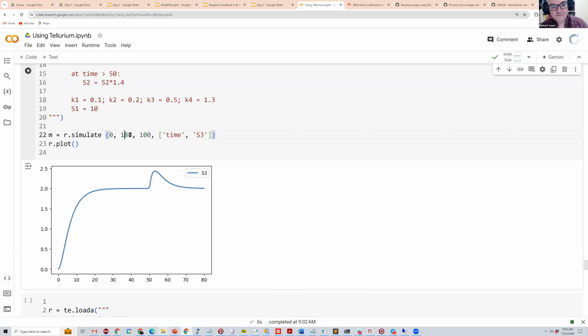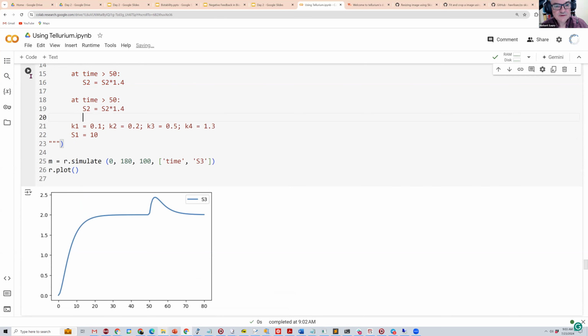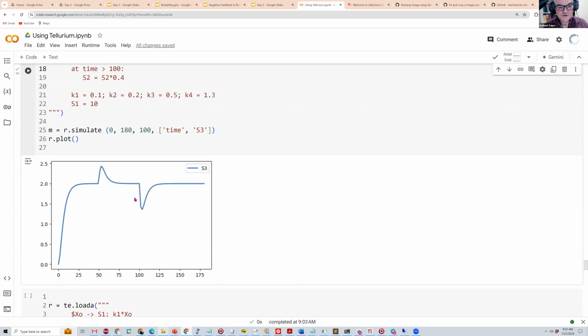If I go a bit further, I can create another event. This time I'll decrease S2. So I'll decrease it at, let's say, 100, further up in time. So if I do that, now you see, well, there's not enough points. Let's push the number of points up so it looks nicer. Now you see two perturbations, one positive, one negative. And in both cases, the system returns to the same state, and we call this a stable state.